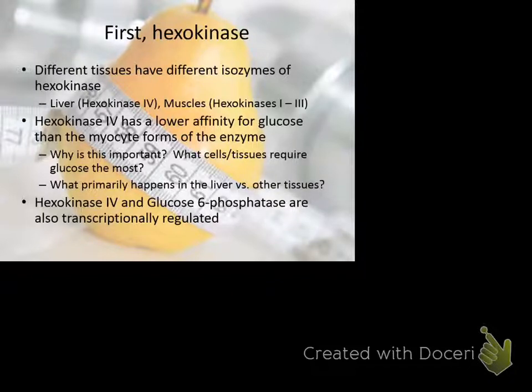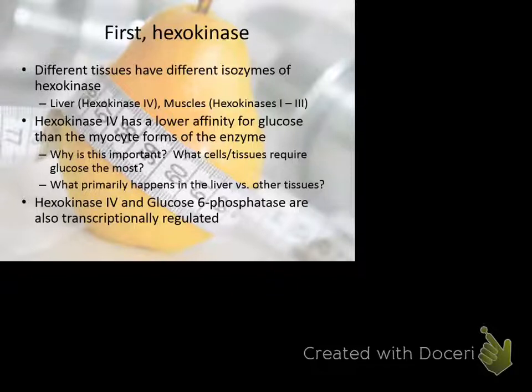So maybe let's start with the second part of that question. What cells or tissues require glucose the most? Muscle, but what else? Brain. The brain. That's number one, first and foremost. Without the brain, nothing else would happen. And it has to have glucose. And so, you do not want the liver to compete with those.